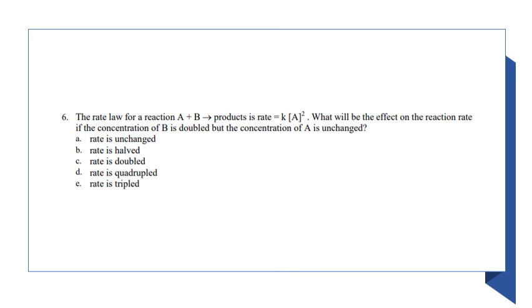The rate law for a reaction A plus B gives product is rate equals k times concentration of A to the power 2. What will be the effect on the reaction rate if the concentration of B is doubled but the concentration of A is unchanged? So what we have to look at here is that in the rate law expression we don't have B. So the rate depends only on the concentration of A, and it says the concentration of A is unchanged. So that means it is not going to make any difference whatever you do with B. So the rate is going to be unchanged. Answer is A.